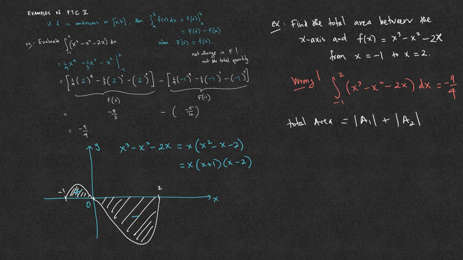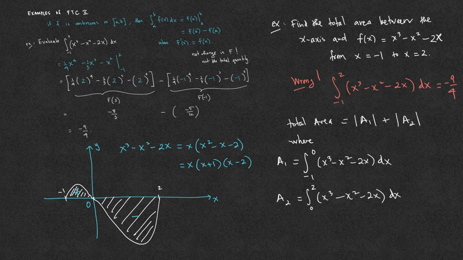And so the total area will be the absolute value of A1 plus the absolute value of A2, where A1 is the integral from -1 to 0 of x cubed minus x squared minus 2x dx, and A2 is the definite integral from 0 to 2 of the same function. These are the signed areas of the 2 regions. We evaluate these integrals just like we did before.